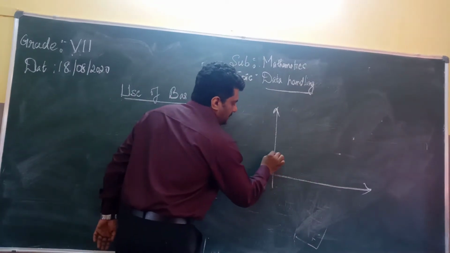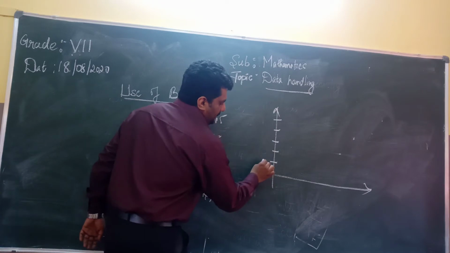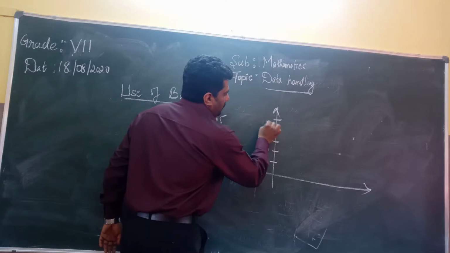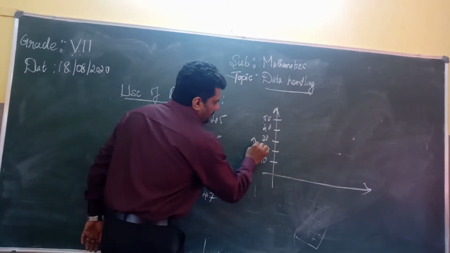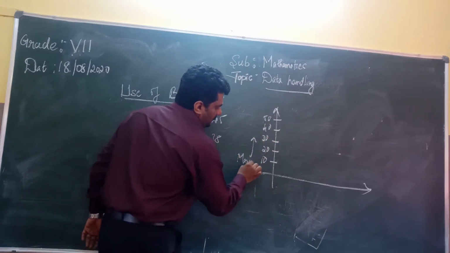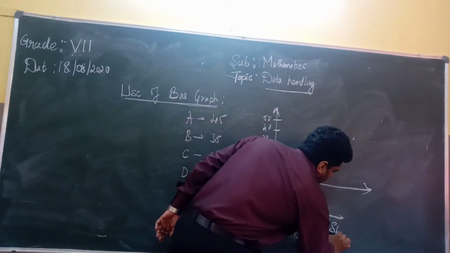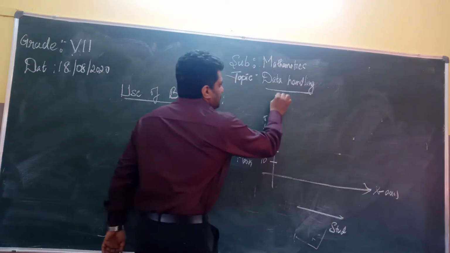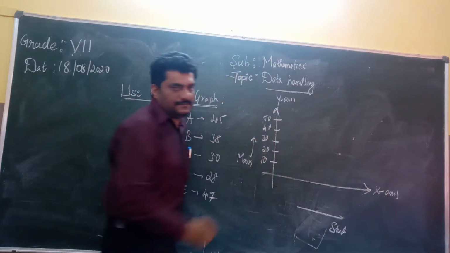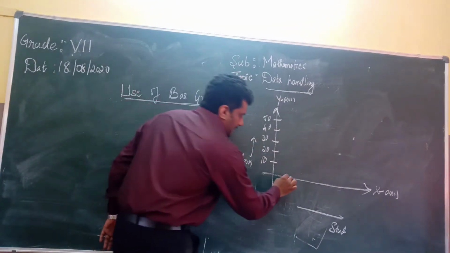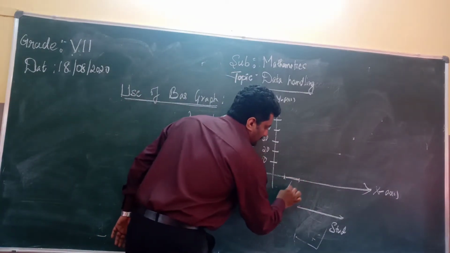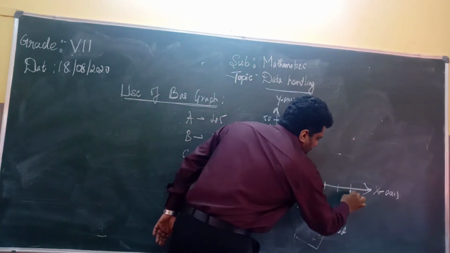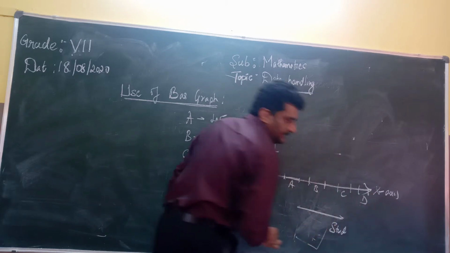saying that 10, 20, 30, 40, 50. These are the marks, and these are the students. Now this is the x-axis, and this is the y-axis. Now with this, in the first box, I will write A, and in the second box, this is B, this is C, this is D.